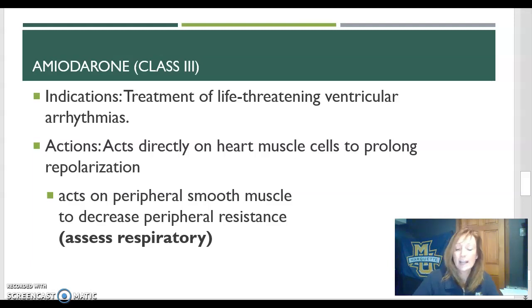It also acts on the peripheral smooth muscle to decrease peripheral resistance. Again, paying attention to when that medication is affecting the smooth muscle, we do need to assess the respiratory function as well.